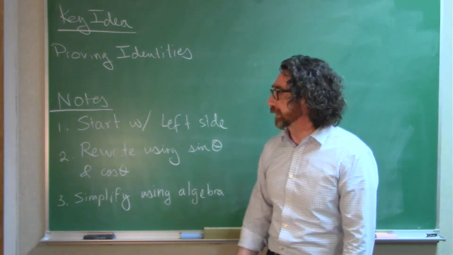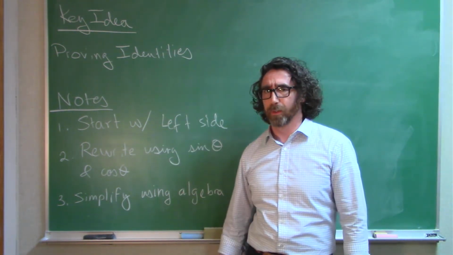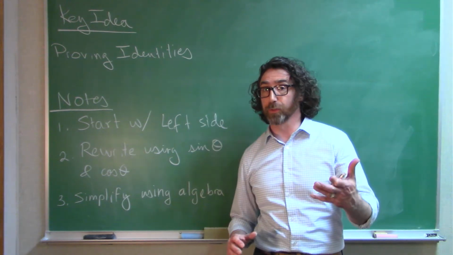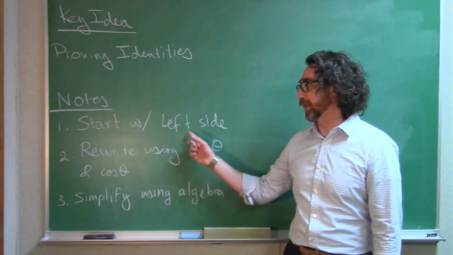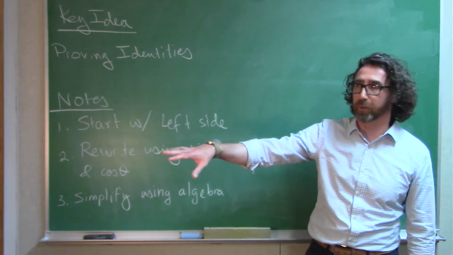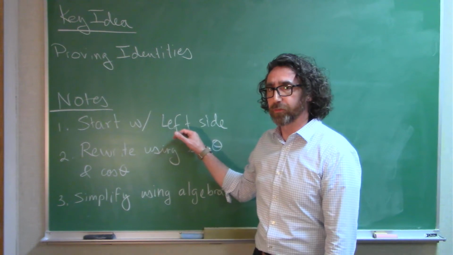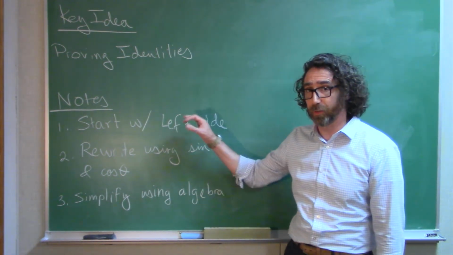So, proving identities. Just a few notes about the principles that we should use when we're proving these identities. We'll typically start with the left side. In general, whatever side's the more complicated, that's the one we start with. For the ones we'll do today, it's going to be the left side that's the more complicated side. So we're going to start there.